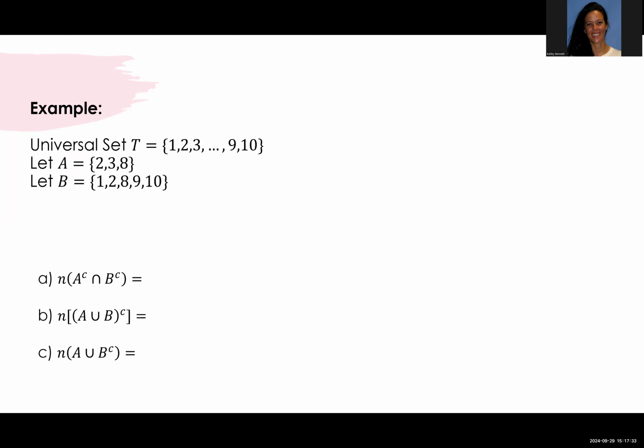Let's increase the complexity, shall we? So again, I'm asking for cardinality involving complements, but now I'm combining that with intersections and unions as well. So of course, we have to figure out what is in the sets first, and then we'll be able to count. So let's start with A complement intersect B complement. We're going to find A complement and B complement, take the intersection, then we'll count.